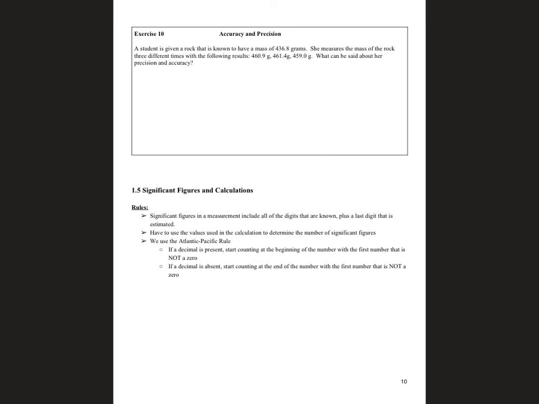All right, and then the last one we're going to do here is about a student that's given a rock. That rock has a known mass of 436.8. Again, when I'm given a number like that, that means that's my true value. So this person measures the mass of the rock 3 different times, and they come up with those 3 numbers. So you are supposed to look at this and say, well, what do you think about their accuracy, and what do you think about their precision?